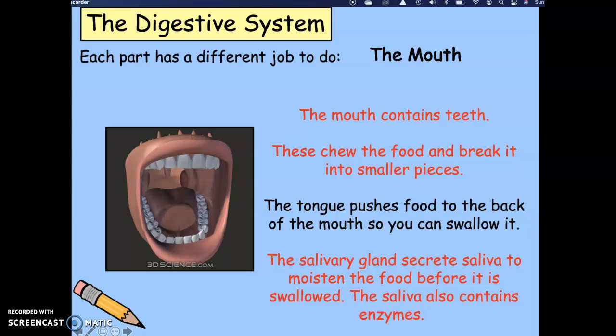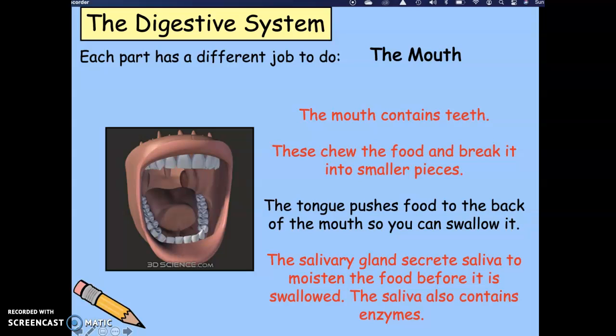So what we are going to do now is take some notes on the different parts of the digestive system. So what I'd like you to do is, with your piece of paper which has your title and your date on it already, I would now like you to write a subheading called the mouth.